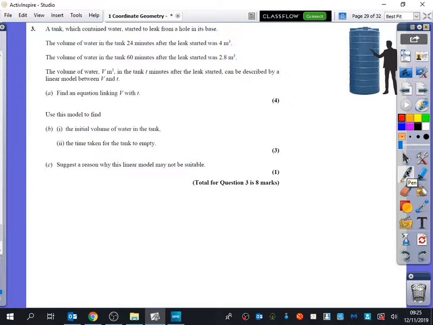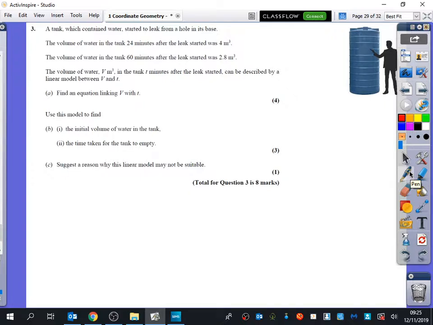What we're going to do first of all is we're going to read through this question. A tank which contained water started to leak from a hole in its base. The volume of water in the tank 24 minutes after the leak was 4 meters cubed. The volume of water in the tank 60 minutes after the leak started was 2.8 meters cubed. The volume of water, V meters cubed, in the tank T minutes after the leak started can be described by a linear model between V and T. The first thing it wants us to do is to find an equation linking V with T.